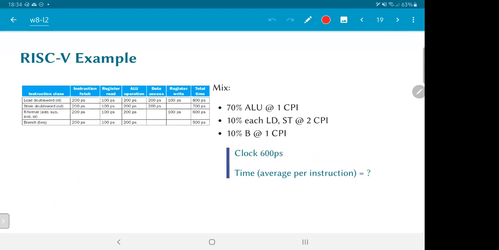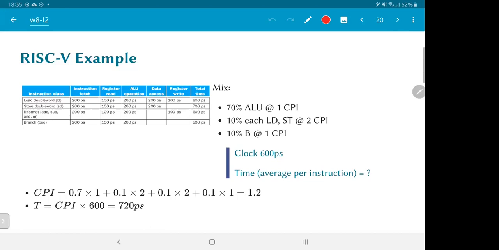What if we change this around and say that 70% of the instructions are ALU, but ALU operations are now with a CPI of 1, that is to say ALU operations finish within one clock cycle. The loads and stores take two clock cycles and branches take one clock cycle. And all of this is with a clock period of 600 picoseconds. If you recall, this was one of the alternatives that we had considered as a possible implementation for a multi-cycle CPU here. The question that we can now ask is, what is the average time per instruction as before?